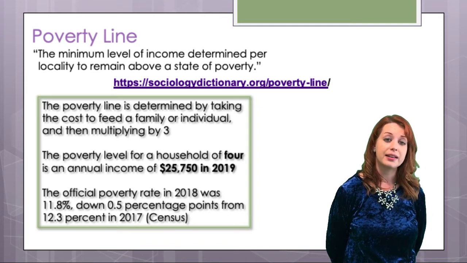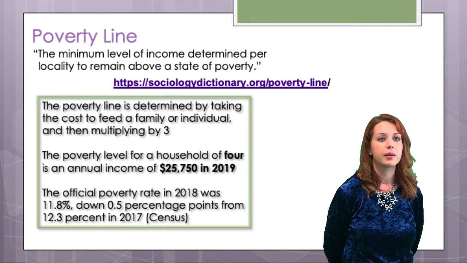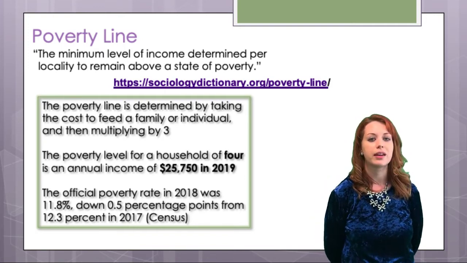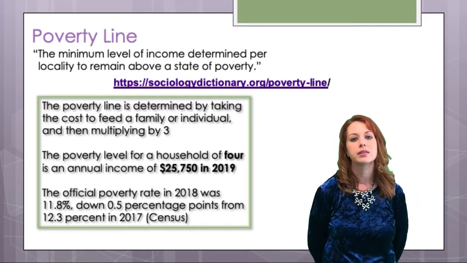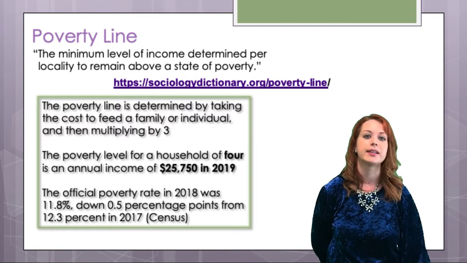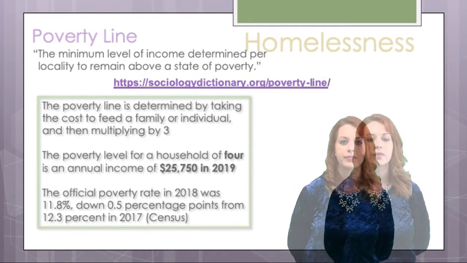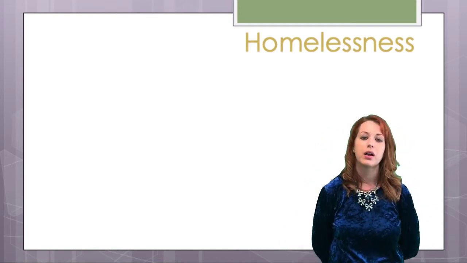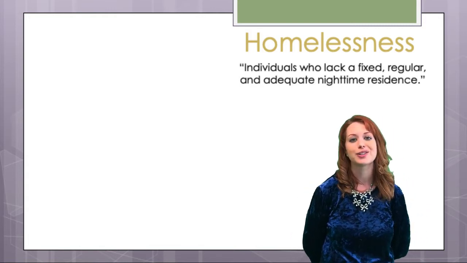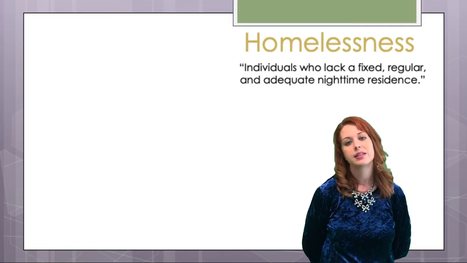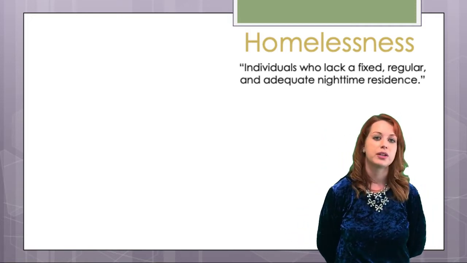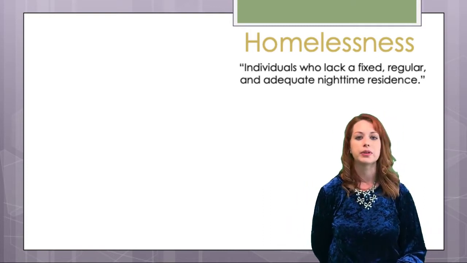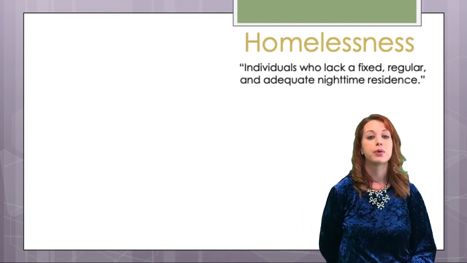Now, the official poverty rate has been decreasing in the last couple of years. It's actually down 0.5% compared to 2018, which is definitely a good thing. But it's important to note that we use the poverty line often to administer government assistance or different government programs to help the needy. As far as homelessness goes, this is often correlated with poverty. Homelessness, the definition, is individuals who lack a fixed, regular, and adequate nighttime residence. And so this can mean a variety of different situations. It could be people who are sleeping in their car, people who are sleeping outside, people who are sleeping in homeless shelters, or people who are couch surfing.